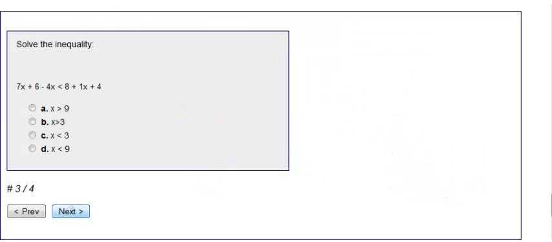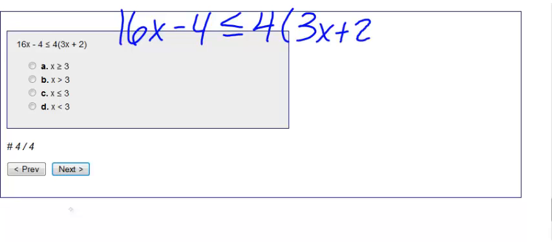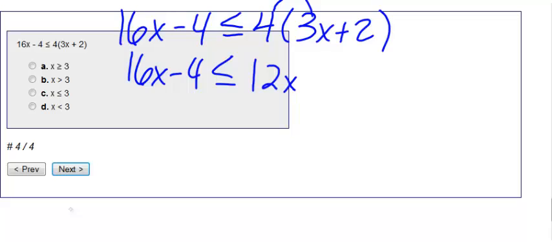And our last problem here, we have 16x minus 4 is less than or equal to 4 times 3x plus 2. So before I move stuff around, you need to distribute. This side is fine. This other side, I need to distribute as 4. 4 times 3x is 12x. 4 times 2 is 8.